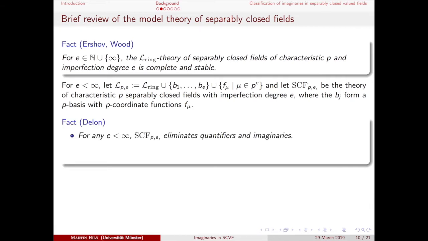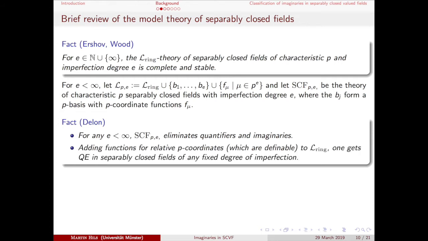So Delon showed that this theory eliminates quantifiers and imaginaries. If it eliminates quantifiers, we know immediately that we can, because the field of definition of an ideal is the smallest one, so we can believe that we eliminate imaginaries because the finitary ones are always eliminated by the trick with symmetric functions, and the rest then comes from quantifier elimination.